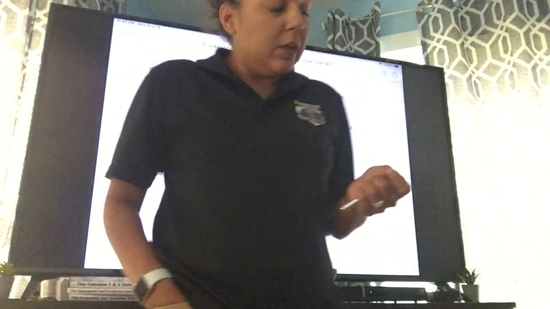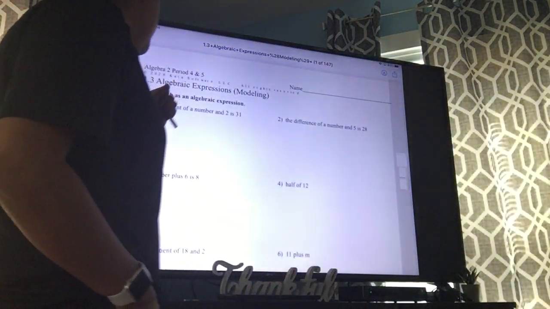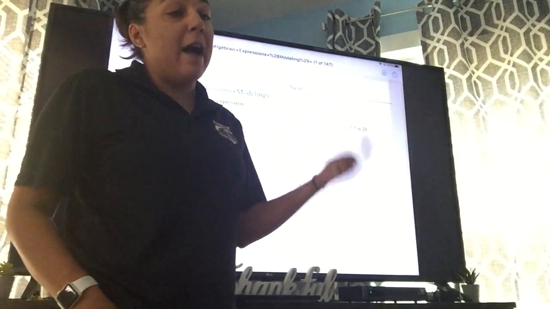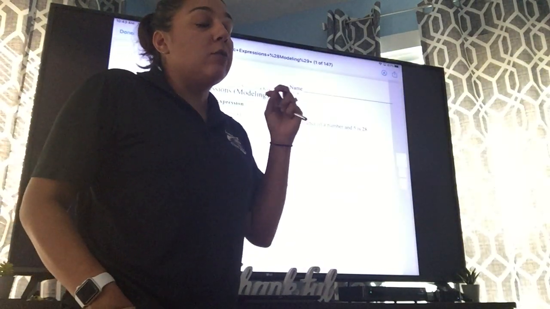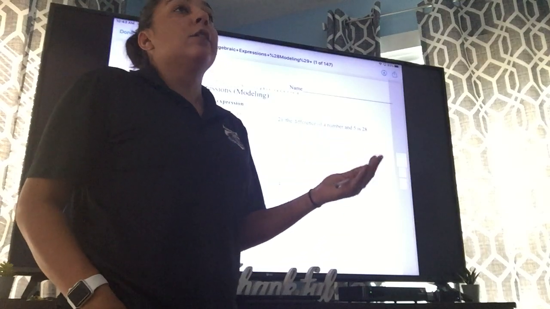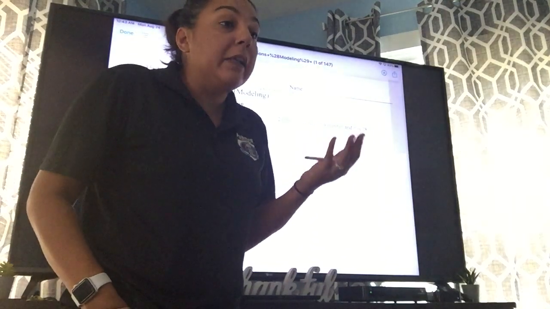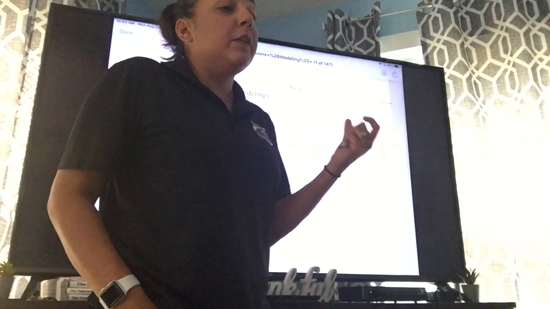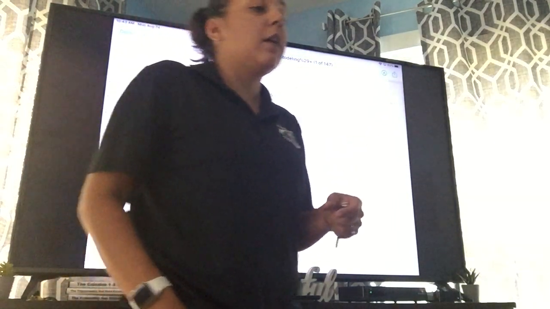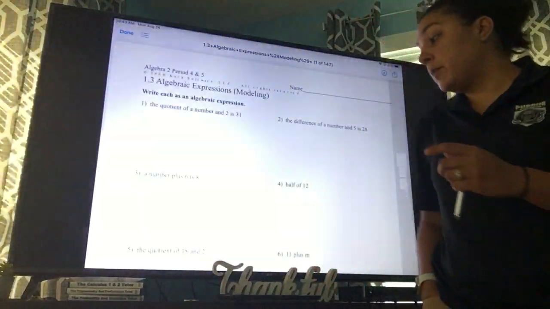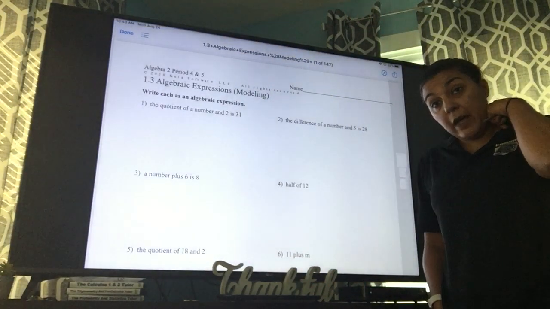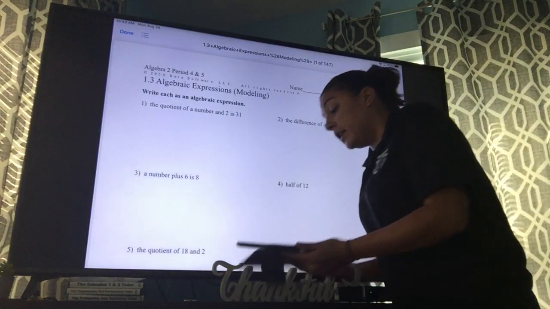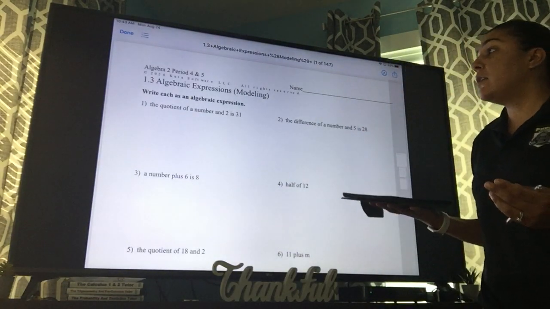Okay. So it says each has an algebraic expression. There's a difference between an expression and evaluating. Evaluate means you should have a numerical answer. So 2 plus 2 evaluated would be 4. The algebraic expression would just be the 2 plus 2 part. So there's definitely a difference between evaluating and modeling. Modeling means write it out.